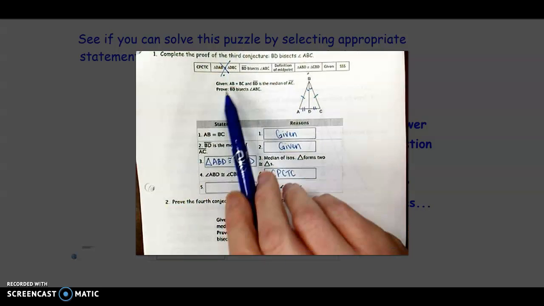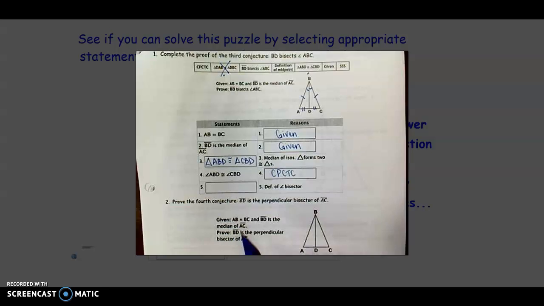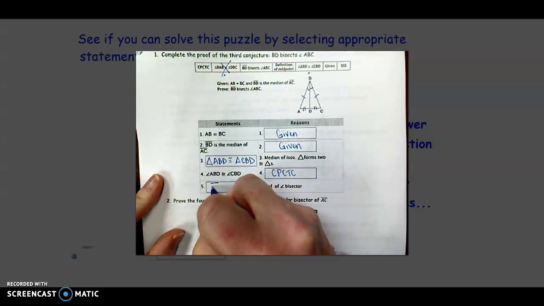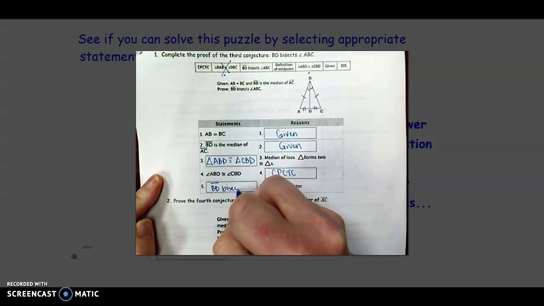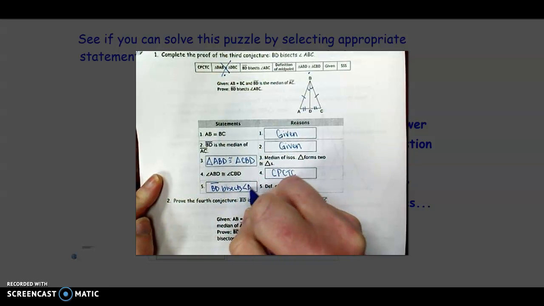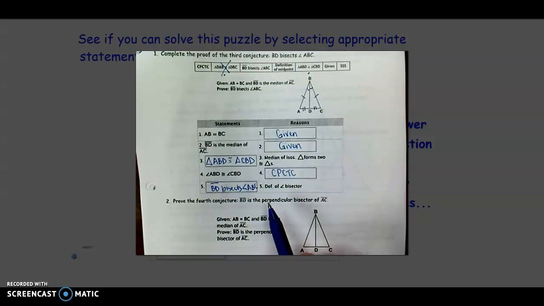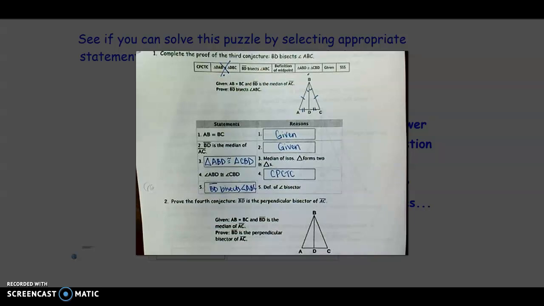So now we know what we were trying to prove has to be our last statement, and that is that segment BD is bisecting angle ABC. And the reason for that is the definition of what an angle bisector is. It is a segment that divides an angle into 2 equal parts. We have the 2 equal parts, so we have an angle bisector.